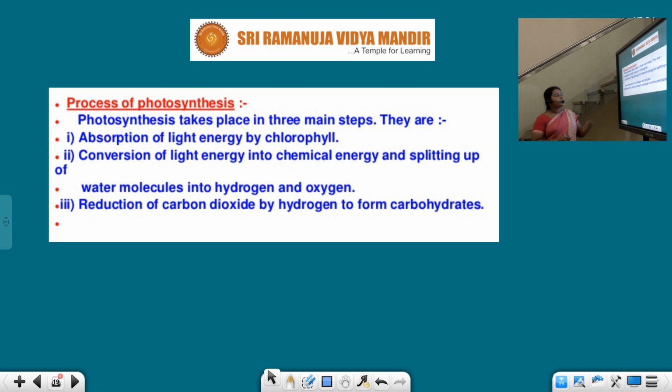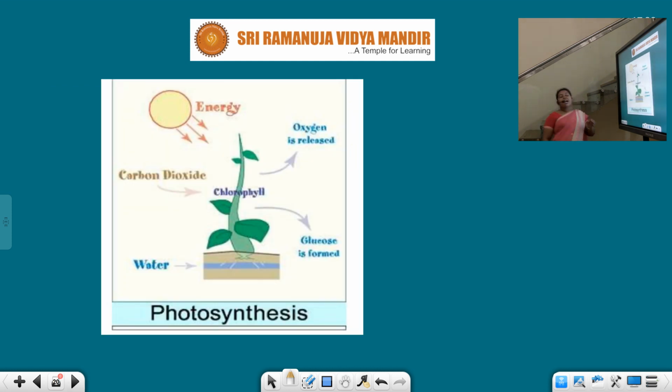Absorption of light energy by the chlorophyll pigment, conversion of light energy into chemical energy, and the splitting of the water molecule into hydrogen and oxygen. The third step is reduction of carbon dioxide by the hydrogen to form carbohydrates. Children, which part of the plant performs the process of photosynthesis? Leaf. Leaf performs the procedure of photosynthesis.